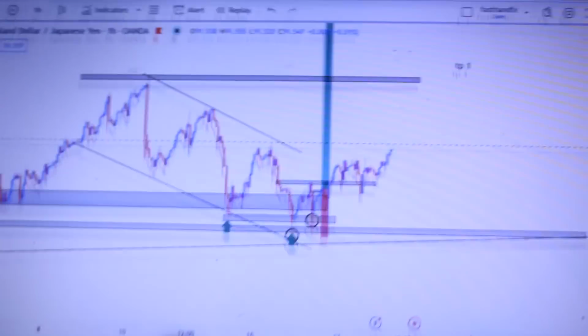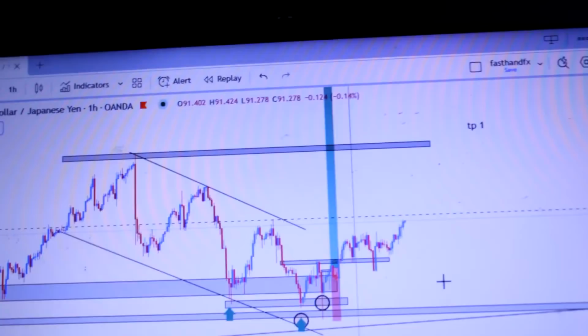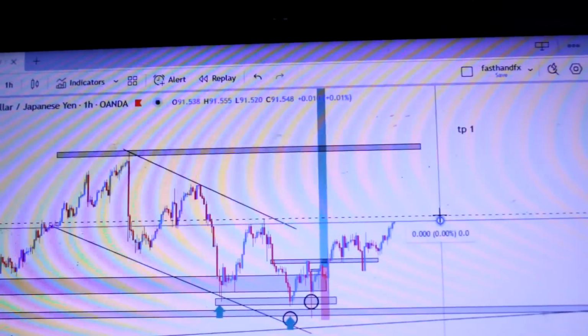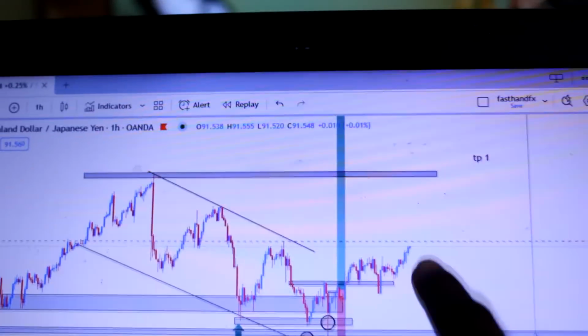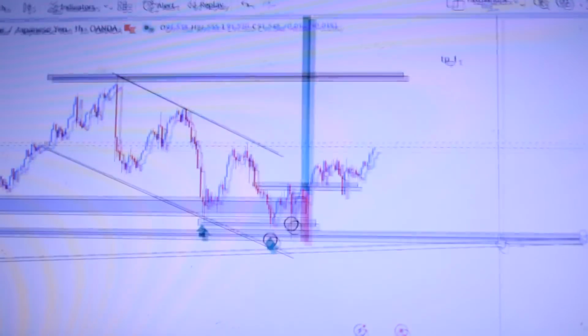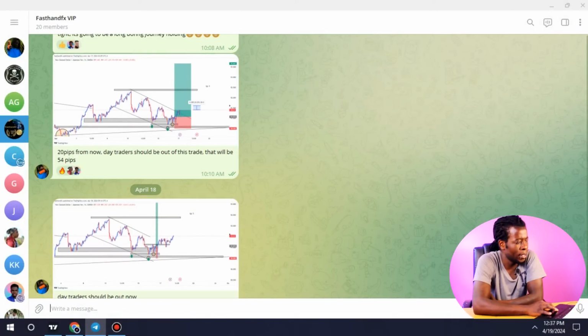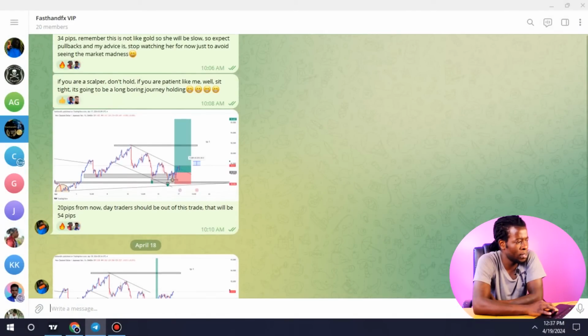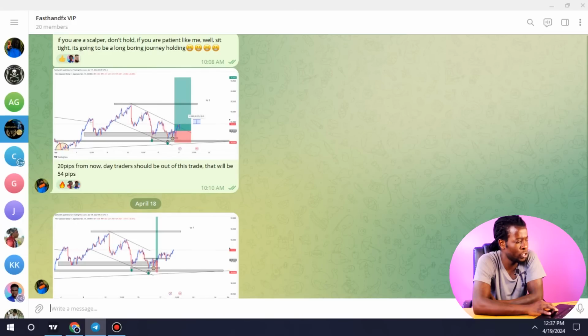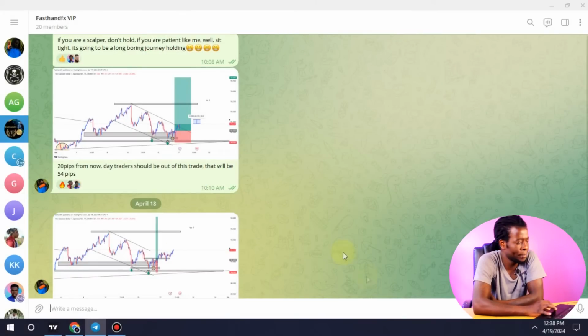So let me try to focus on this. How many pips to take profit? That is for the day traders. The day traders should be out in the next 5 pips. You understand? But then I'm a swing trader. I'm still going to hold on to this joint. So gang, as usual, guys, patience. And 20 pips from now, this is now on 17th, day traders should be out of this trade, because that will make it 54 pips.